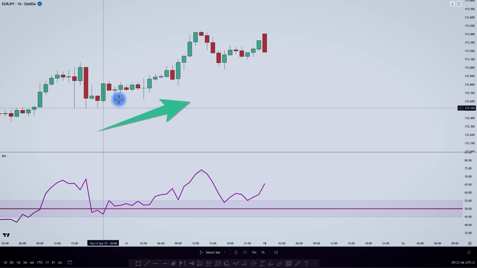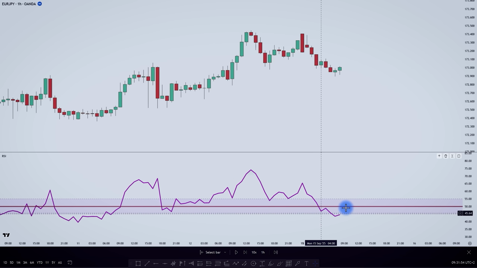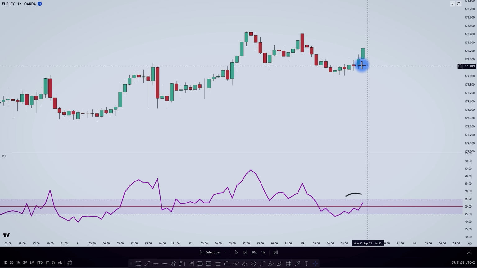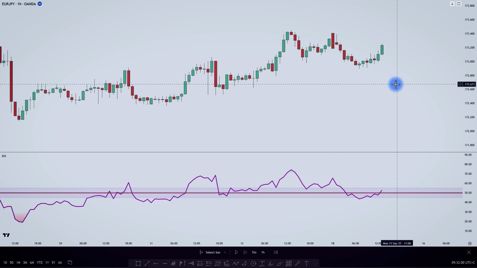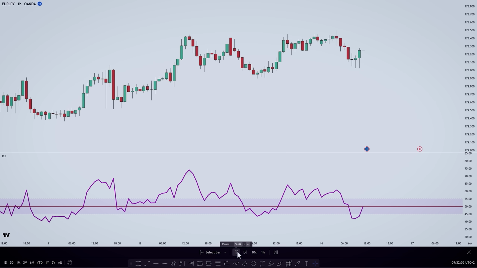Market is trending up. RSI above 50. Price pulls back. RSI drops to 45. I don't buy yet. I wait for RSI to turn back up from that zone. The second it crosses back above 50, that's my entry. The trend just proved it's still alive.